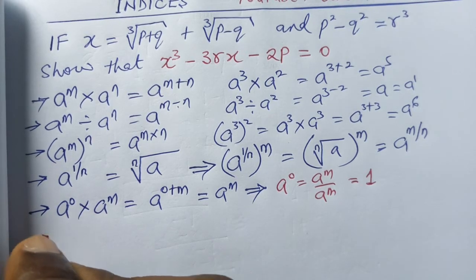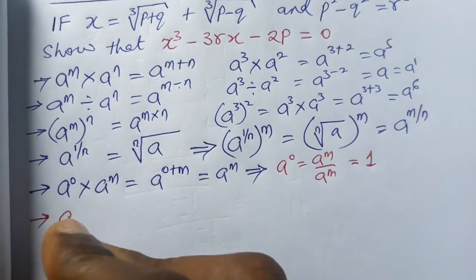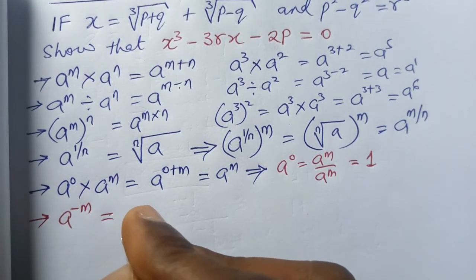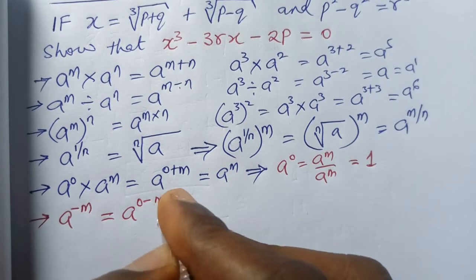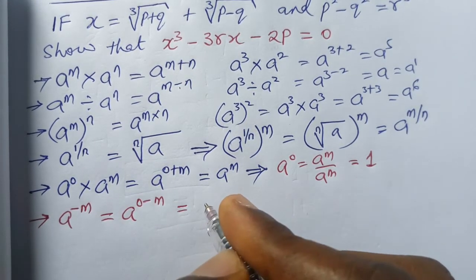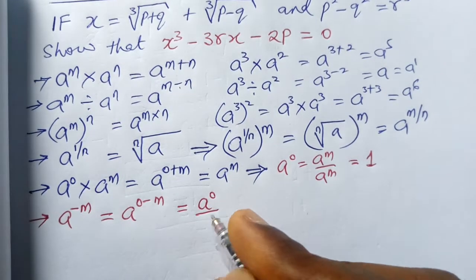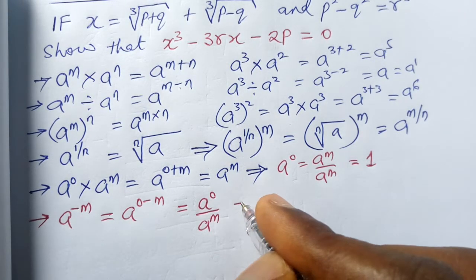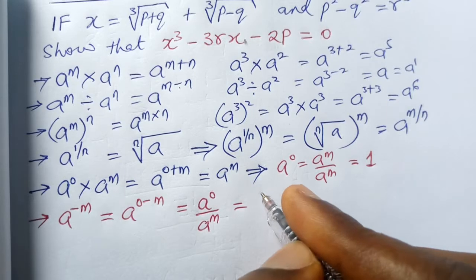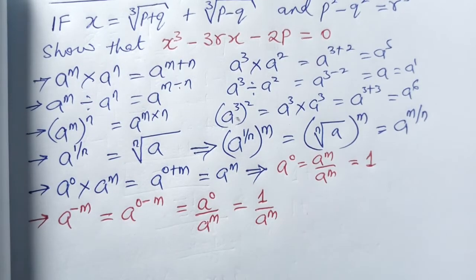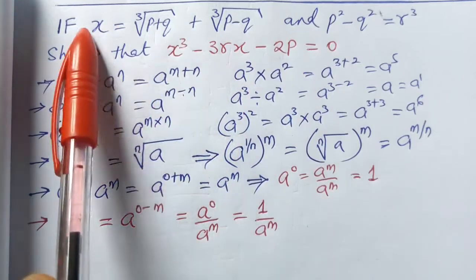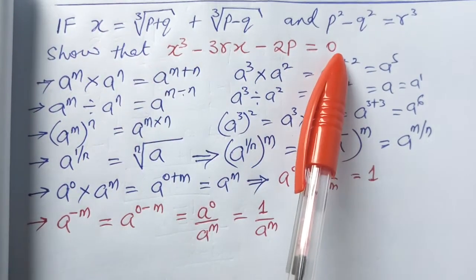Also, if we raise to a negative power, a raised to power -m, we can easily say that it is a raised to power 0 minus m, which is equal to a^0 over a^m, according to the division law of indices, so that we have found out that this is 1 over a^m. So with all these laws now in place, we can easily try to solve this, to show that when we substitute all these things in this equation, we will get 0.